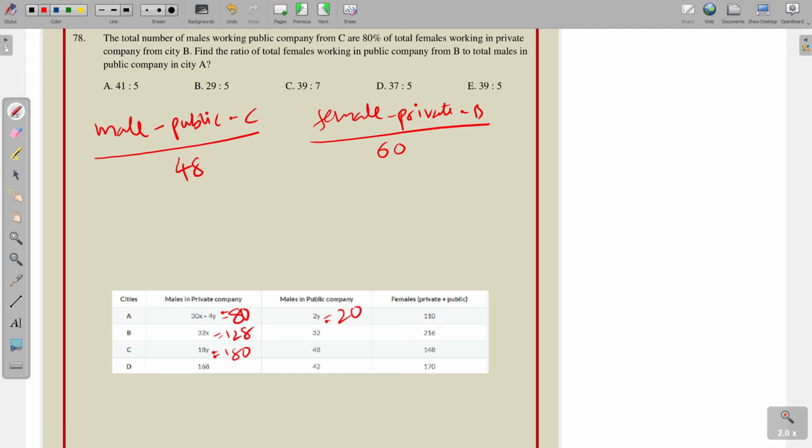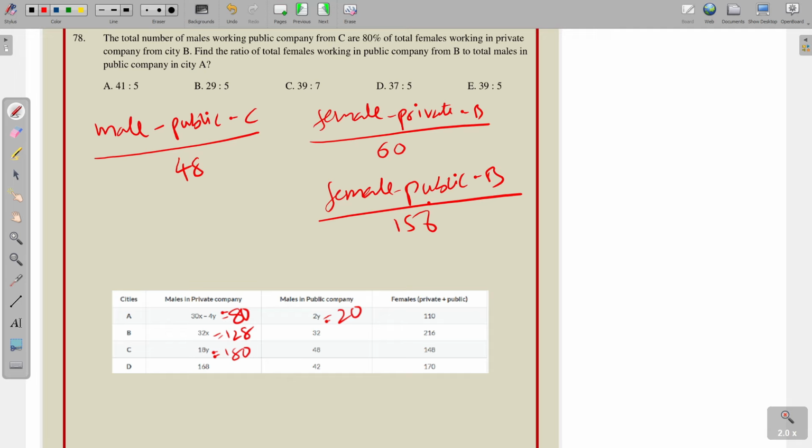In the same way, female public B. Total female private plus public in B is 216, and 60 are already private females, so public females are 156. Now find the total female working in public company B.